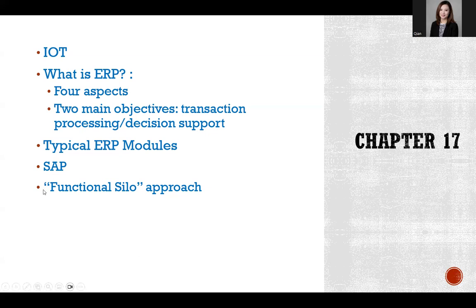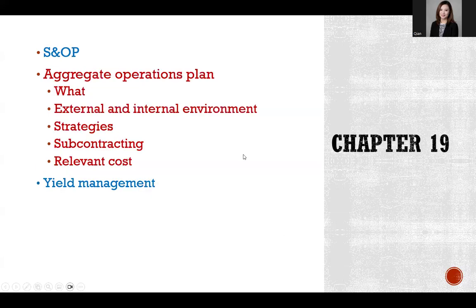And take a look at those three slides related to the ERP software example, SAP, as well as the functional silo approach, where we consider three main areas in business: purchasing, manufacturing, and distribution. If they do their work independently, even if they achieve their goals, like saving cost, it may not be a good decision considering the overall business. So this is what you need to review for chapter 17.